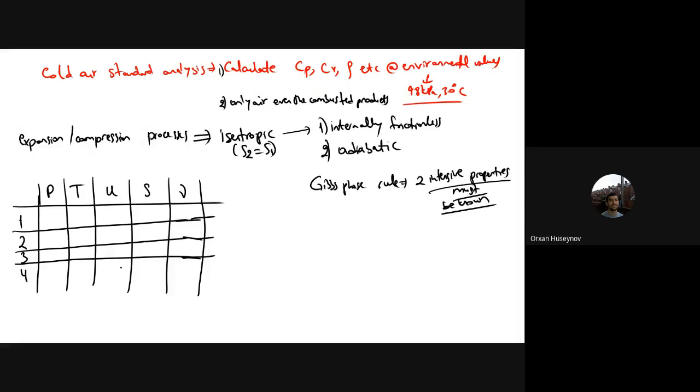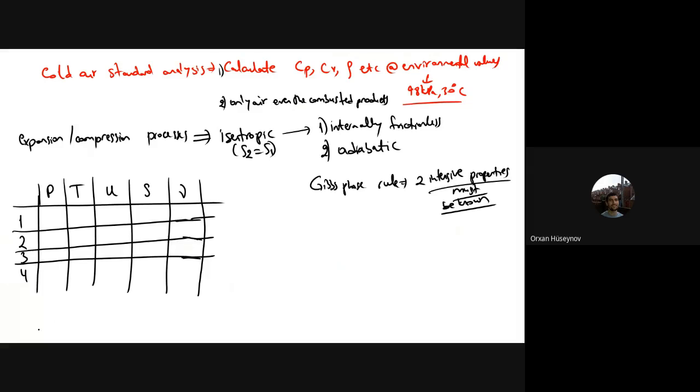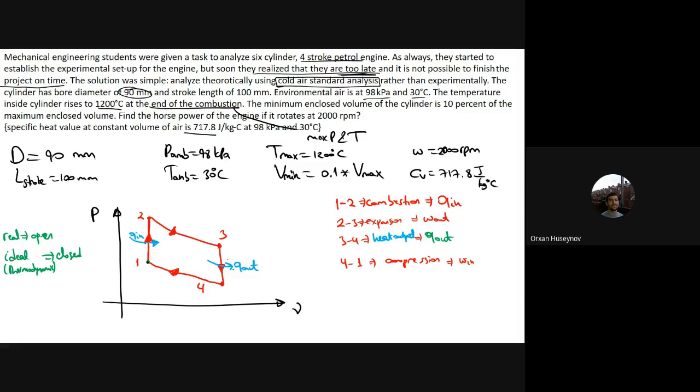For the question, we have T1, the temperature, which is the environment temperature. The process starts at 98 kilopascals and 30 degrees Celsius. Sorry, that is 4. The 4 is the environmental state, and the 1 is unknown. So I can write the 4 as the pressure value and the temperature value, because here you start the process. You have the compression, the ignition or combustion and expansion, and then Q out, and then back to the initial point, which is the 4.